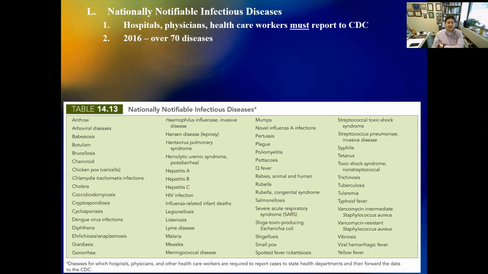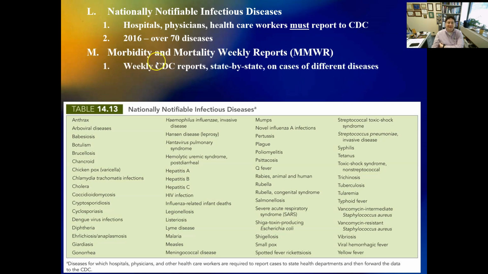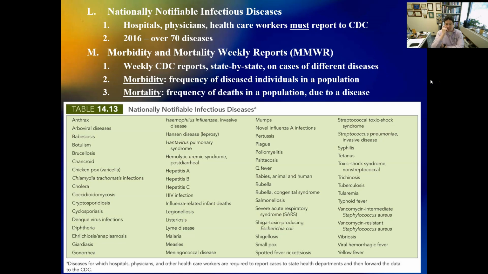All right. Another interesting thing that the CDC puts out, and you can actually subscribe to this and get this through email every week, is the MMWR reports, Morbidity and Mortality Weekly Reports. Now, these are weekly CDC reports by state on the different occurrences of disease. Okay, particularly these nationally notifiable ones. Now, just so we're on the same page, morbidity refers to the frequency of diseased individuals. So how many people have the disease? And mortality is how many die from it.